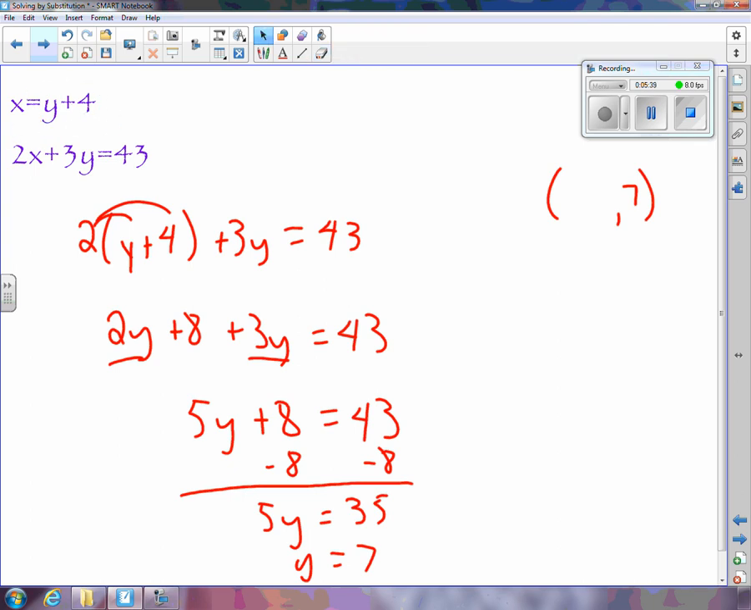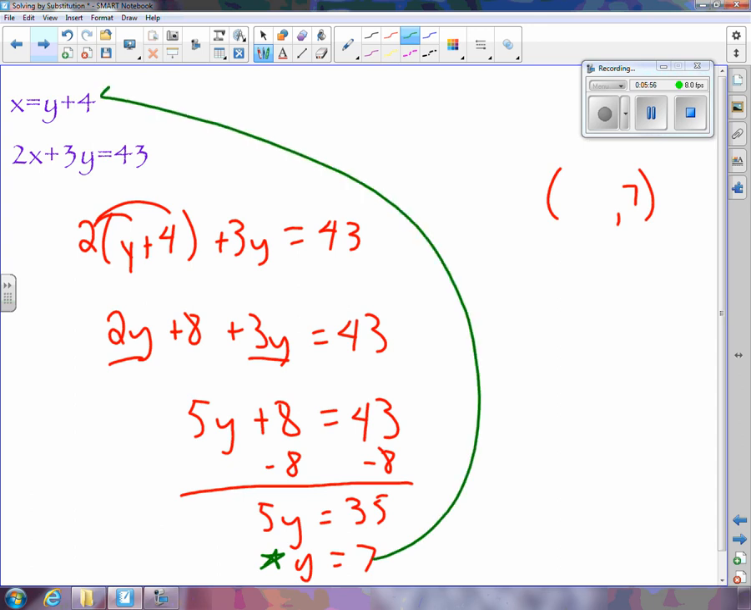Here, this completes step 3, where I've solved for one of the variables. Now we need to use that answer to solve for the remaining variable, or to figure out what x is. It doesn't matter which equation I use, I always pick the one that's easiest. So I'm going to take the y equals 7 and plug it back into the top equation. So x equals 7 plus 4, 11. So now I know that the point of intersection is 11, 7.